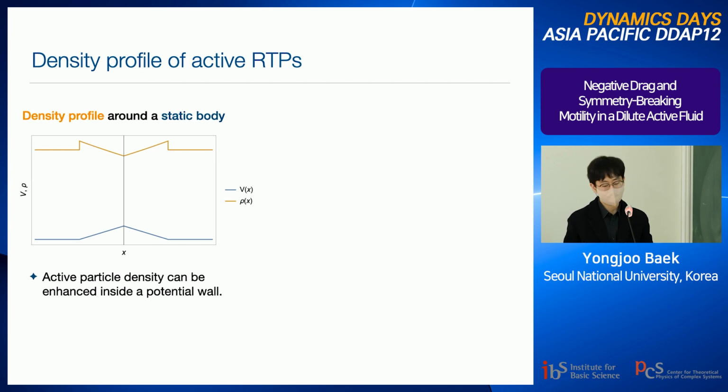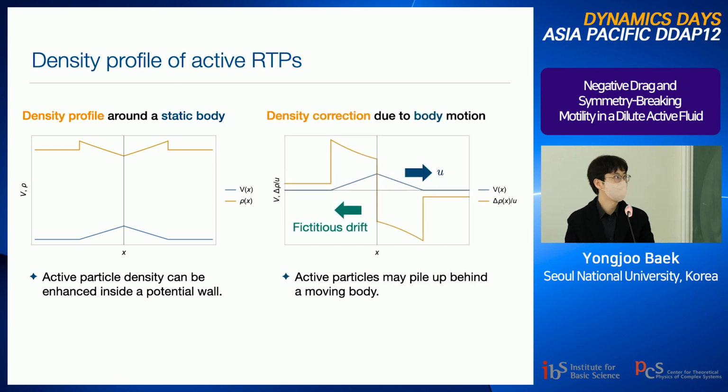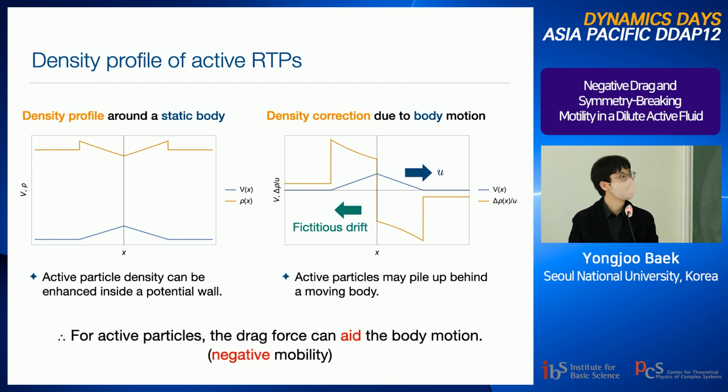Now let's add a bit of motion to this triangular potential. Then what happens is that somehow the wall behind the object tends to appear even more sticky, while the wall in front of the object now appears less sticky. So the active particles now pile up behind this moving object. So this is basically showing what is happening here. In response to the motion, these active particles are piling up behind the object to push it even further.